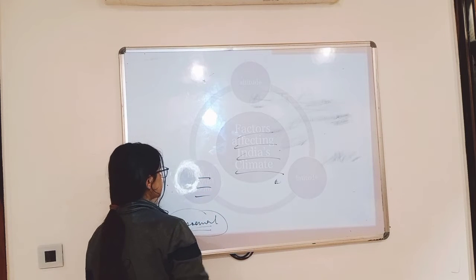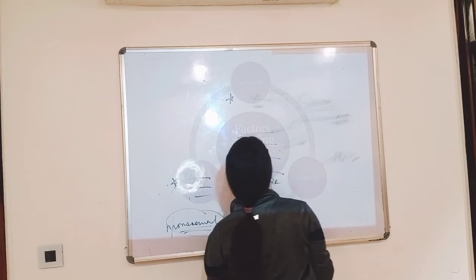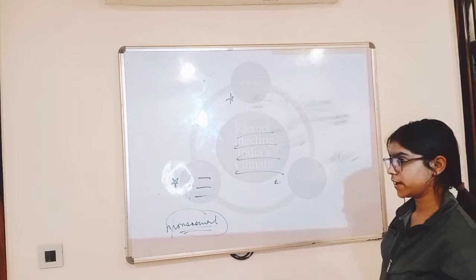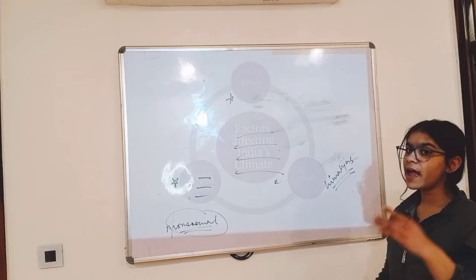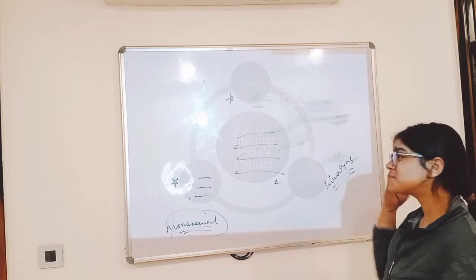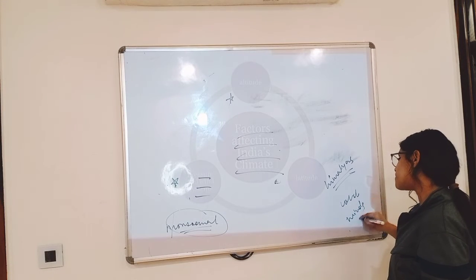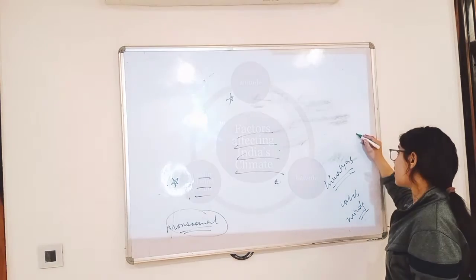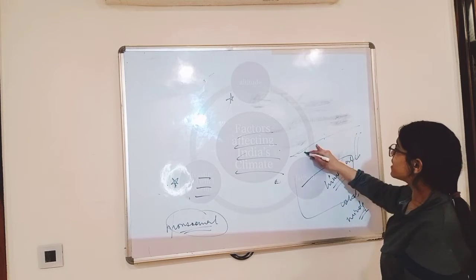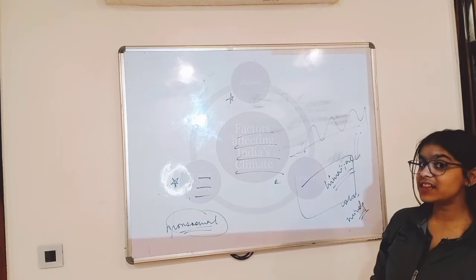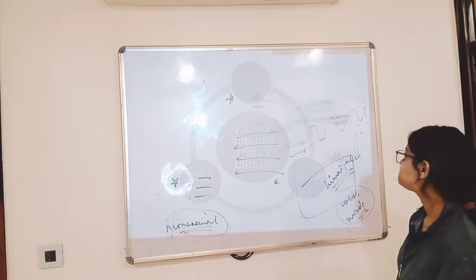Pressure and wind systems, which I just taught. The next, altitude, very important. The Himalayas prevent the cold and harmful winds that blow from Central Asia into India. The Himalayas act as a barrier and they stop the cold winds.